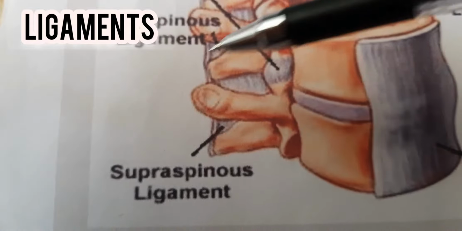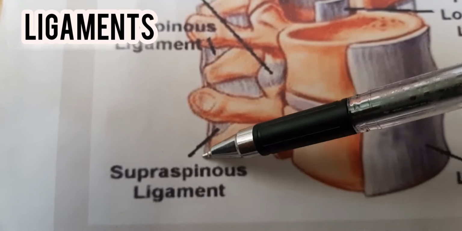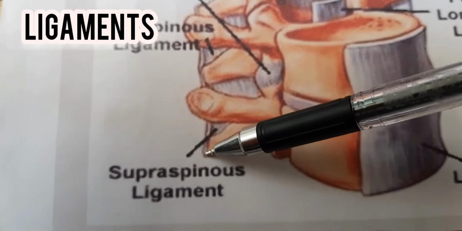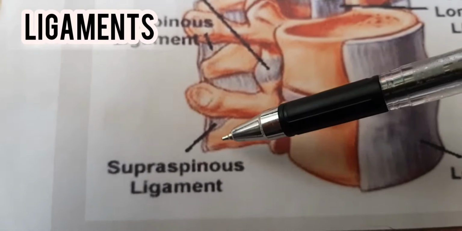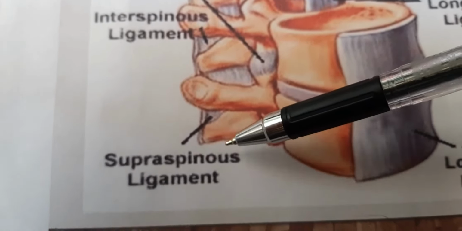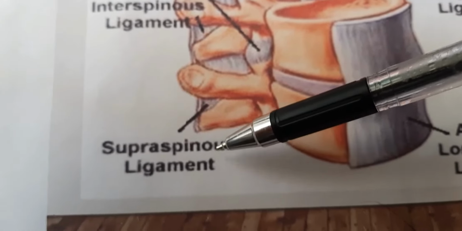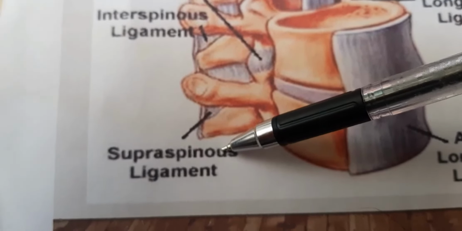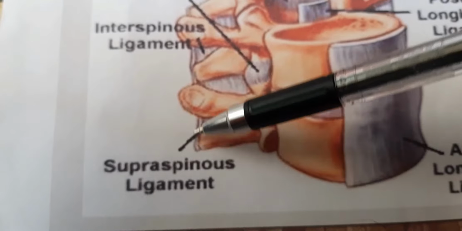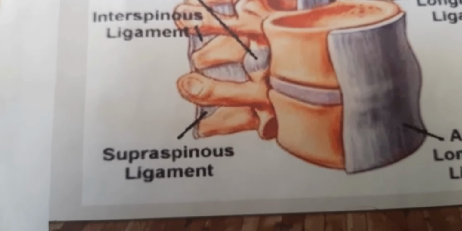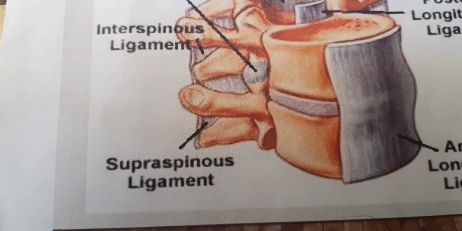Okay. So now this is the supraspinous ligament. It is just the same as the interspinous ligament. It stretches during flexion and also hyperflexion. The supraspinous ligament, along with the interspinous ligament, is first to fail. So basically these two fail whenever the individual is at hyperflexion.